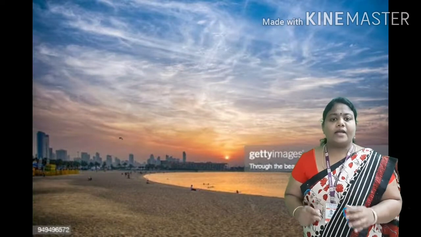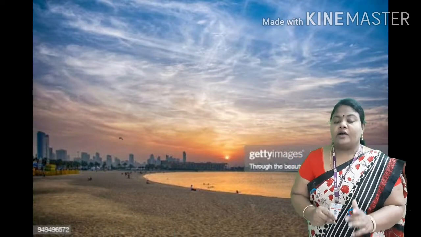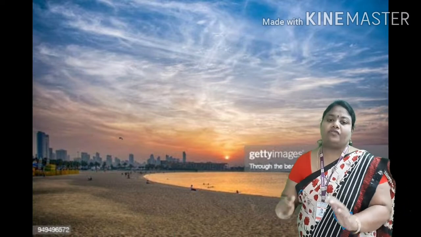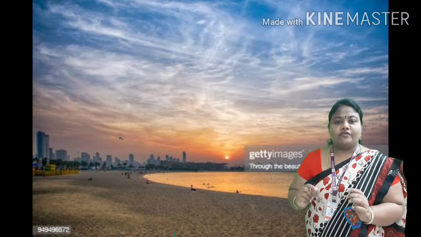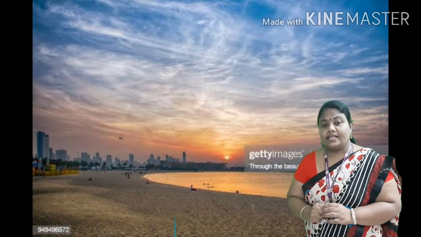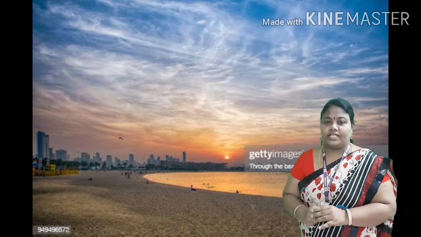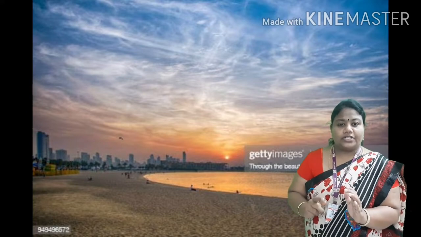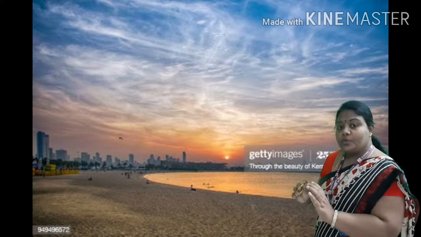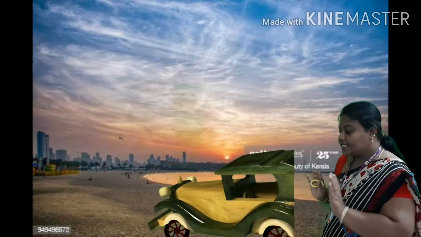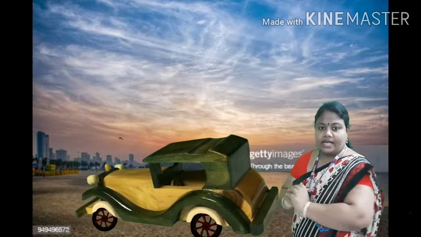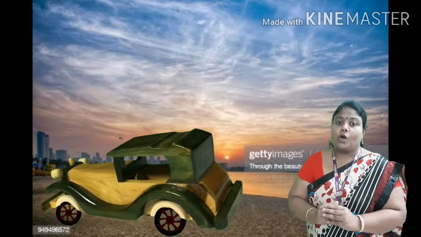What is meant by push? When a force is applied in the direction of an object, it is called push. Now see, I am going to push the car in the same direction. The car is also moving in the same direction. This is the example for push.